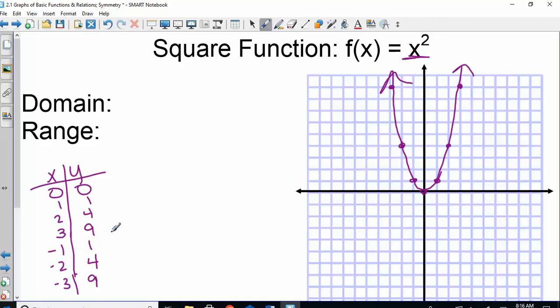Is this one continuous? Yes. Domain. As I go from left to right, what x's do we hit? Range. As I go from the bottom up, the lowest point is 0, and it goes up forever to positive infinity, with a bracket at 0. I'm not expecting you to memorize domains and ranges on these. What I'm expecting is that if we're looking at a graph, you could give me the domain and range from that graph.